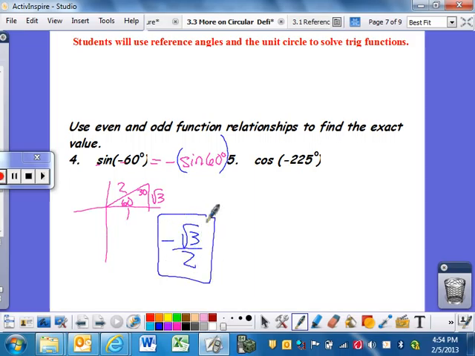Now this is just a property that you can use. Can you still graph negative 60 degrees? Absolutely. That just means 60 degrees down. You would just change your root 3 to negative, and you could do it via the picture as well, but this is just a property that you can use.